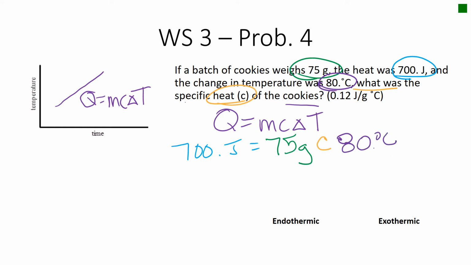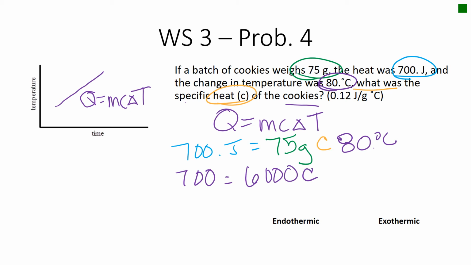Okay, so now I need to solve for my C. So I'm going to take 75 times 80, so I can reduce the things. And as soon as you go to the next step, don't worry about showing your units, okay? As long as they were in the correct units in the first place, then you're good to go. So I've got 700 equals, and 75 times 80 is 6,000, so 6,000 C. And then I'm going to divide both sides by 6,000.